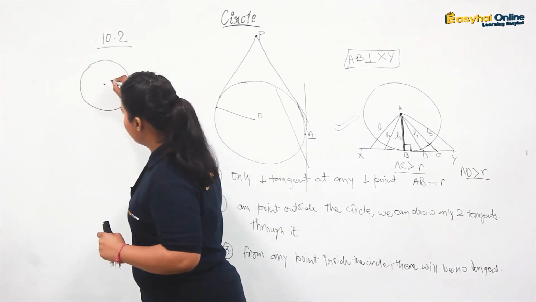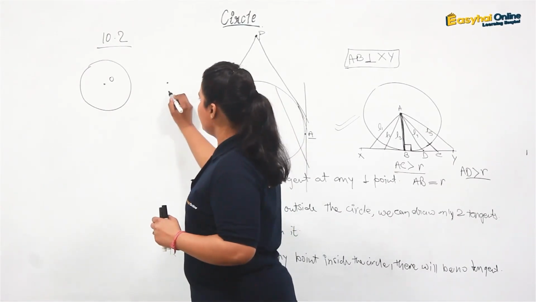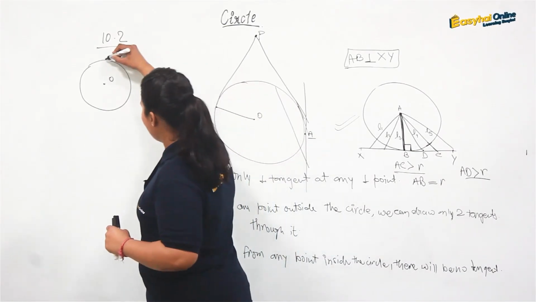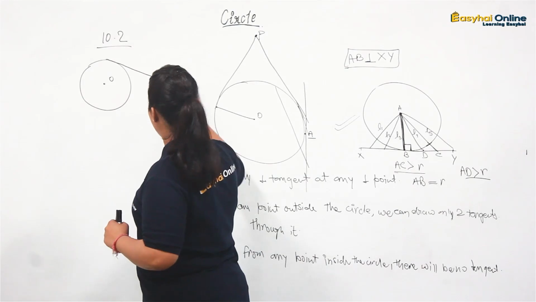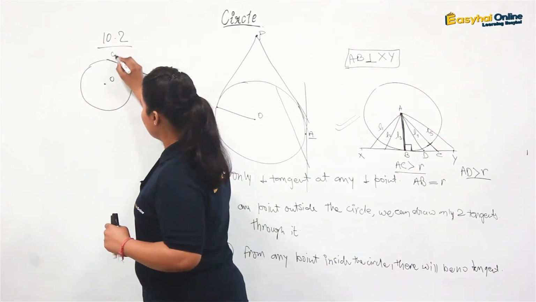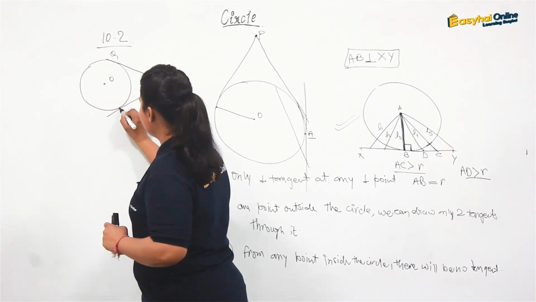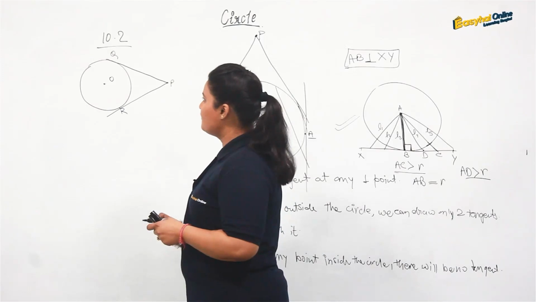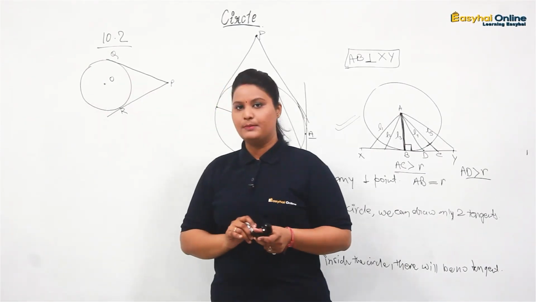with center O and an external point P, and I draw a tangent, which I name PQ, and another tangent, PR. Okay, so I have to prove that these two tangents are equal.